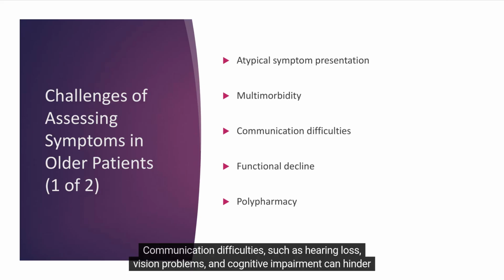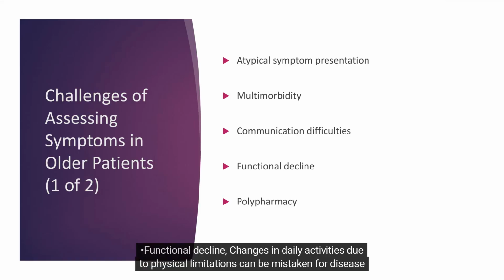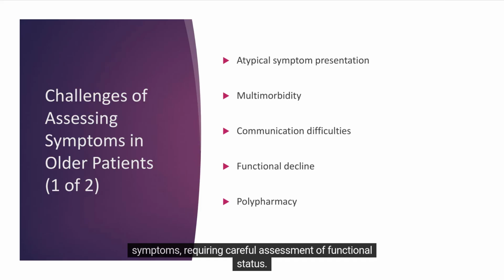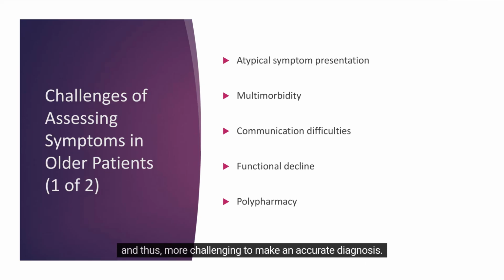Communication difficulties such as hearing loss, vision problems, and cognitive impairment can hinder accurate reporting of symptoms and medical history. Functional decline. Changes in daily activities due to physical limitations can be mistaken for disease symptoms, requiring careful assessment of functional status. Polypharmacy. Taking multiple medications can cause side effects that mimic other medical conditions, and thus more challenging to make an accurate diagnosis.